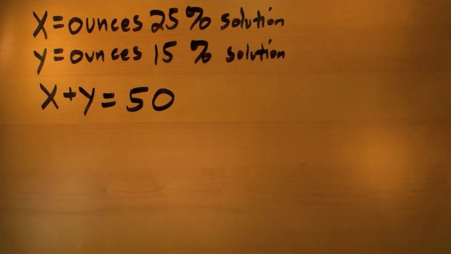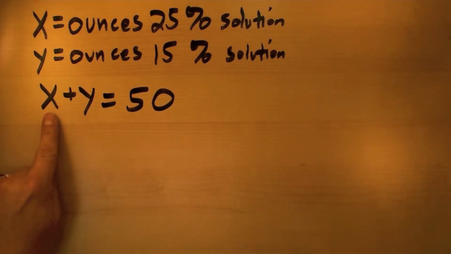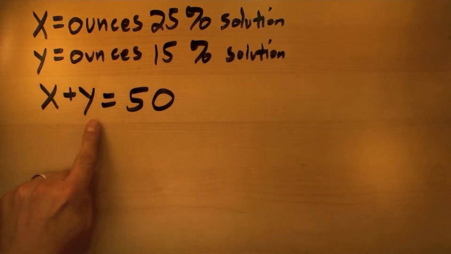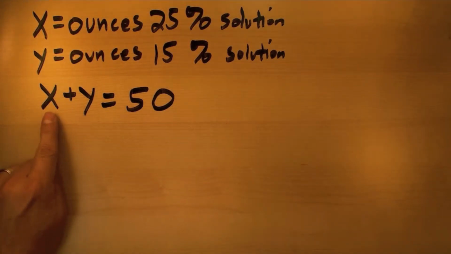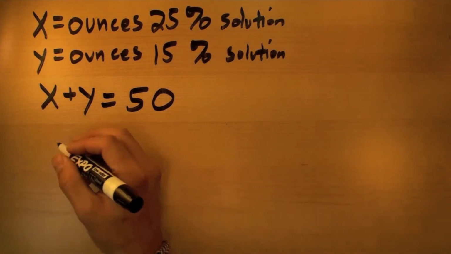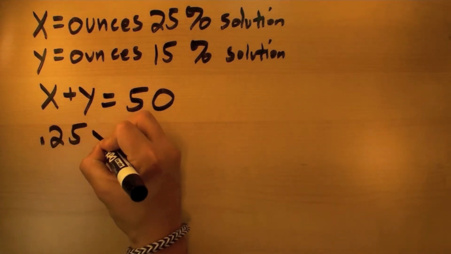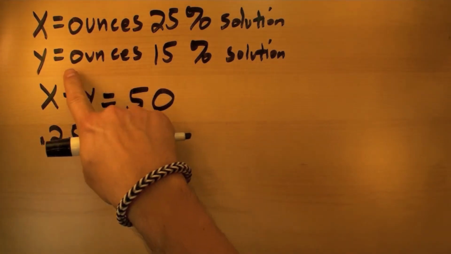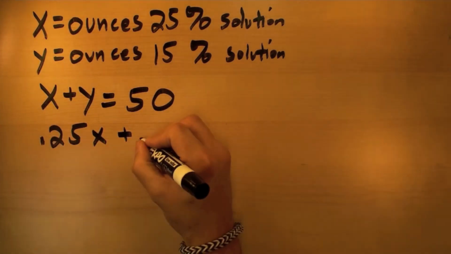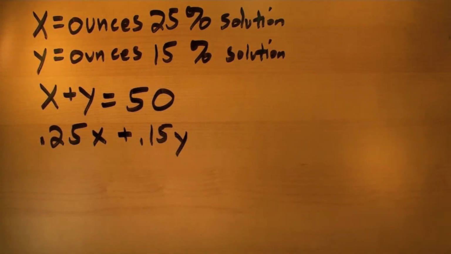The next part is not quite as clear. We want to come up with how much of the actual chemical is coming from our x ounces of 25% solution and our y ounces of 15% solution and see what we end up with in the end. So, of the x ounces, if 25% of it is the actual chemical, then that's going to be 0.25x. And 15% of the y ounces is the actual chemical, so 0.15y.